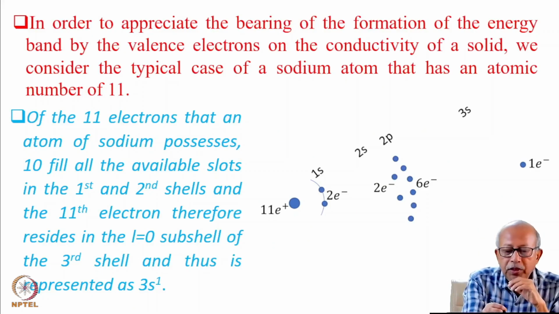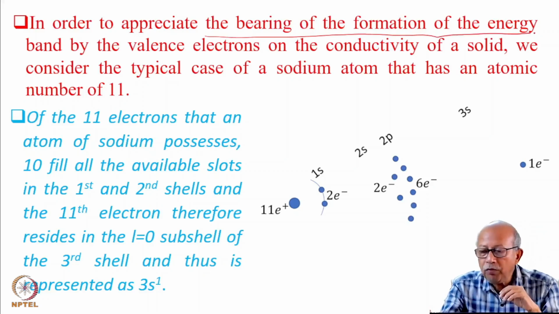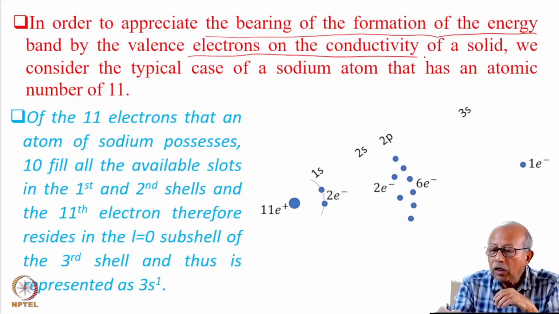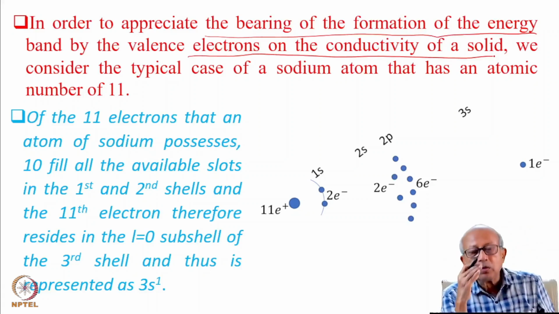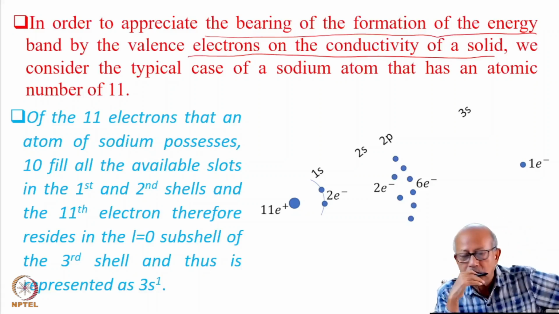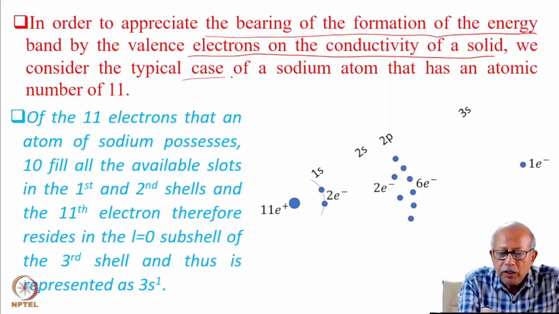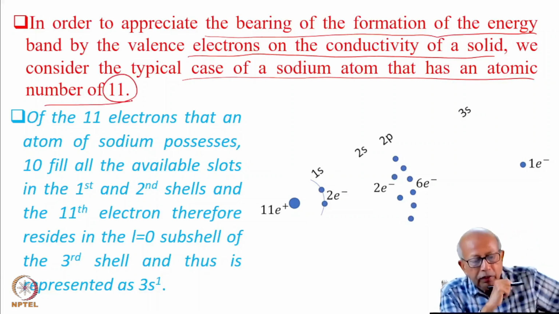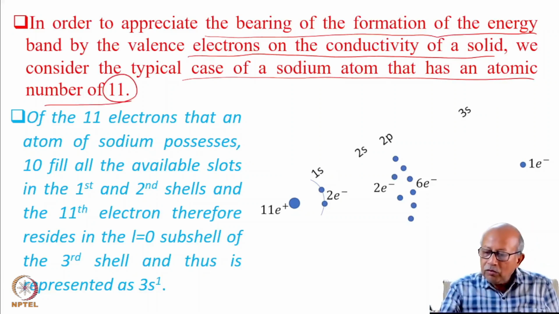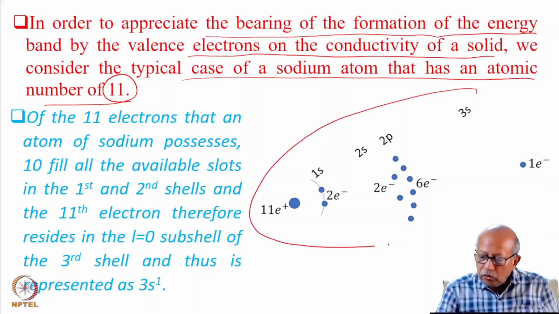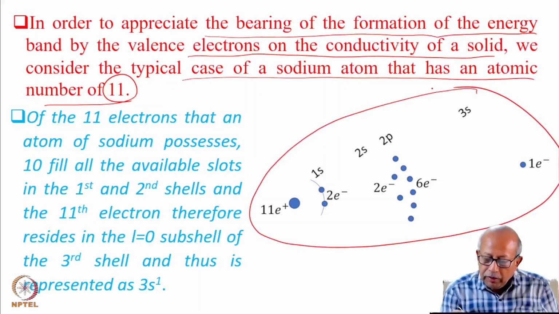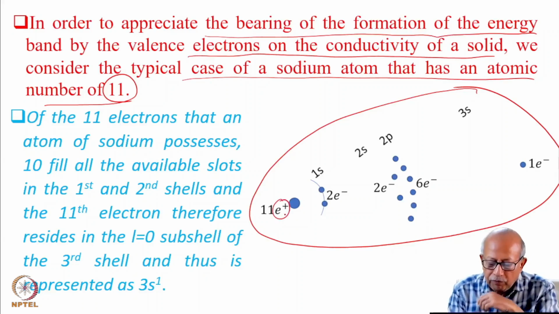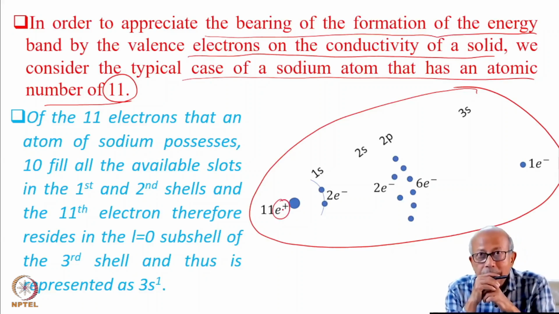Now, in order to appreciate the bearing of the formation of energy band by the valence electrons on the conductivity of a solid, that's what we want to actually find out. We consider the typical case of a sodium atom that has an atomic number of 11. Already, we have seen that the electrons are distributed in the sodium atom in this manner. That is, it has 11 protons, which I am indicating by E plus.